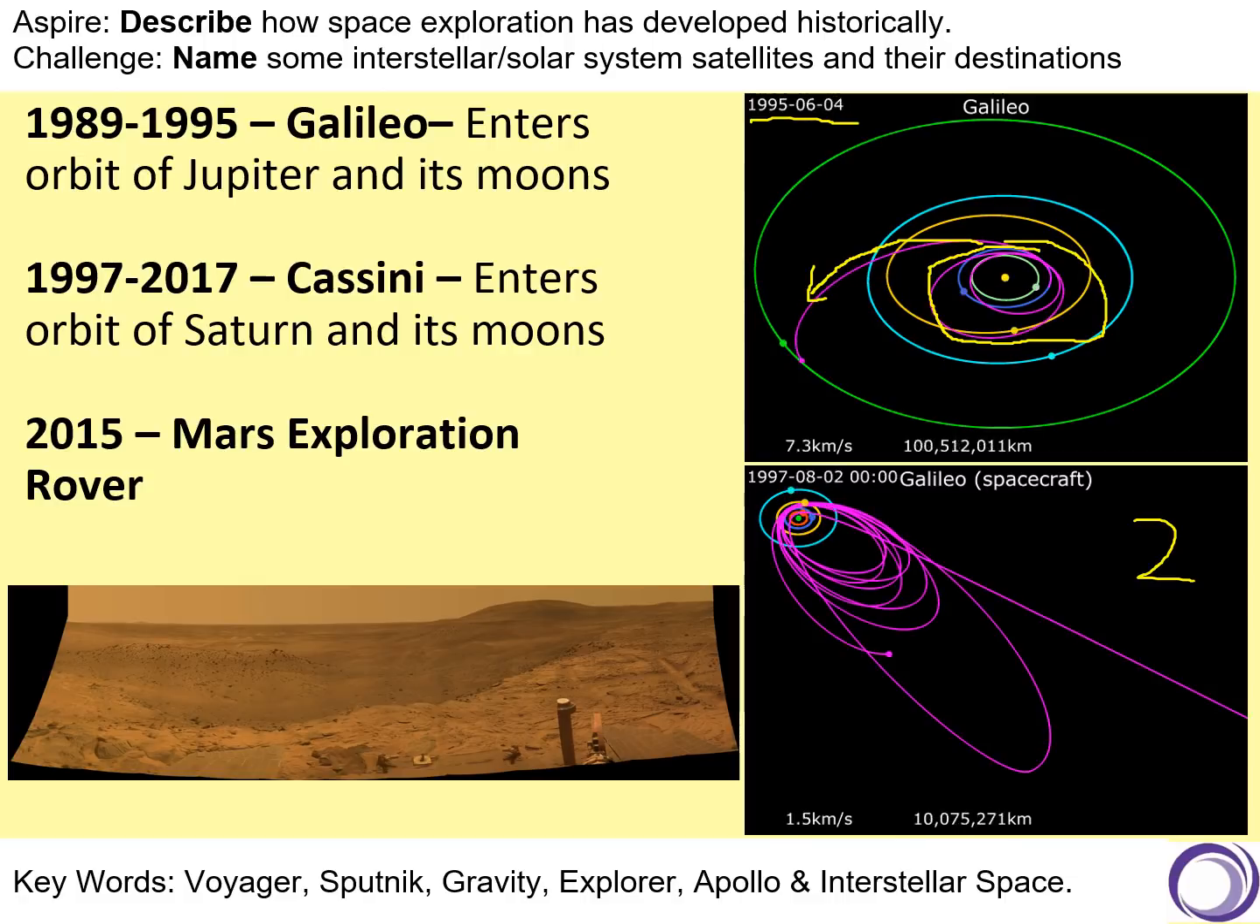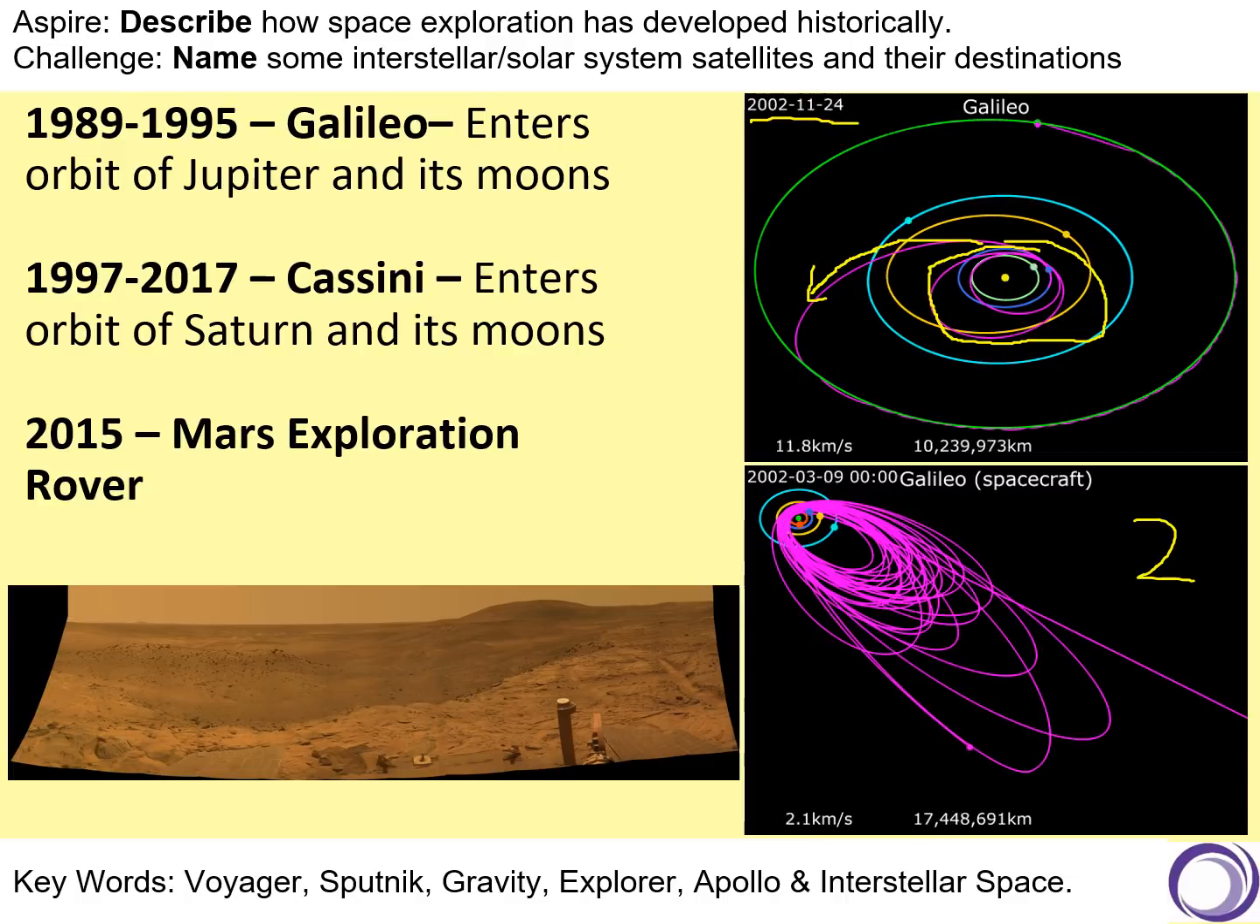In 2015, the Mars exploration rover, great. It was really the first time we were able to see proper, vivid images and take soil samples and look at the Martian terrain and the landscape through that.